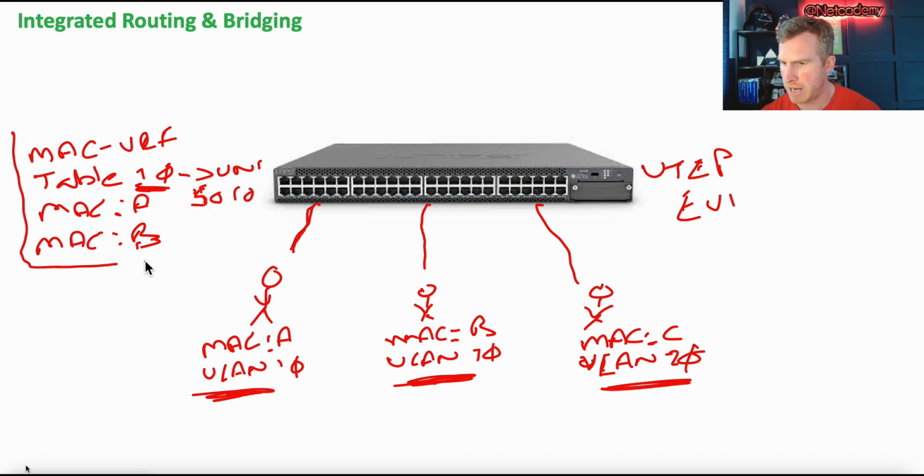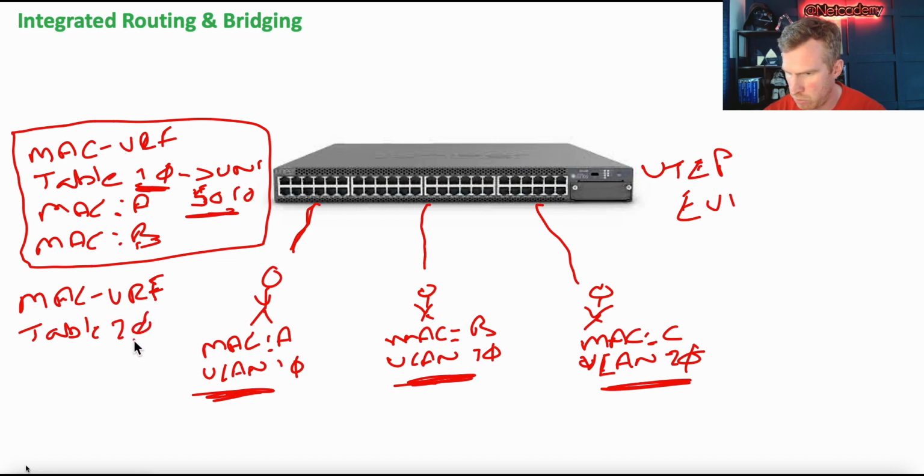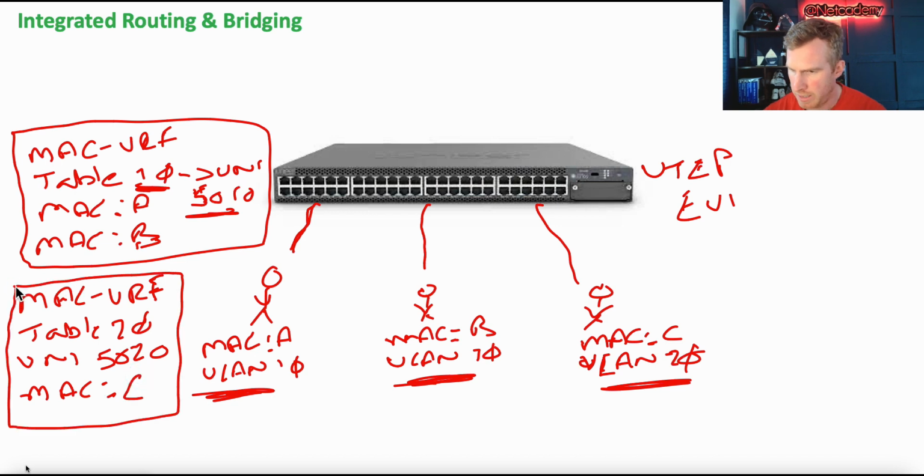So we've got one MAC-VRF table for the users in VLAN 10 or in VNI 5010 when we start the tunneling. But then we've got another table, and I'm going to call this table 20 for VLAN 20. And this would go to VNI, Virtual Network Identifier, 5020, just for example. And this would contain all the MAC address entries for all tenants within that same virtual network. So in this case, that would be user C with MAC address C. And that's essentially what a MAC-VRF is.